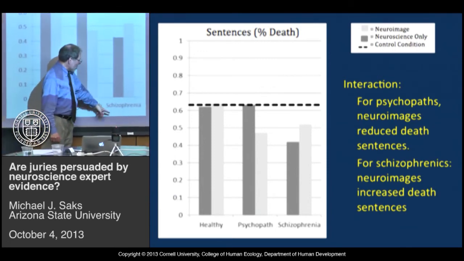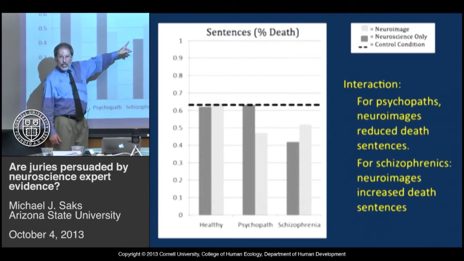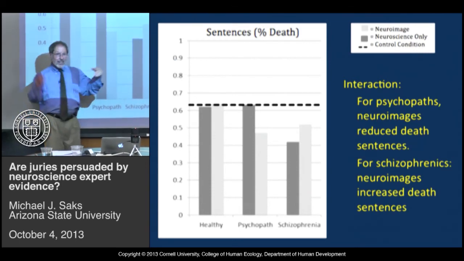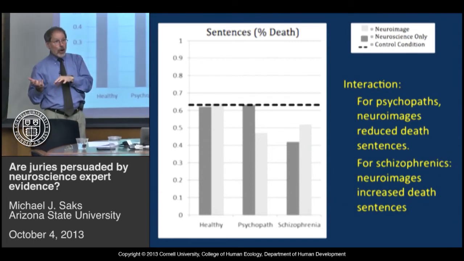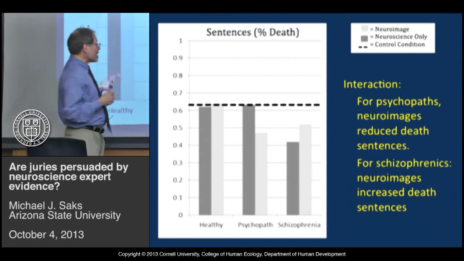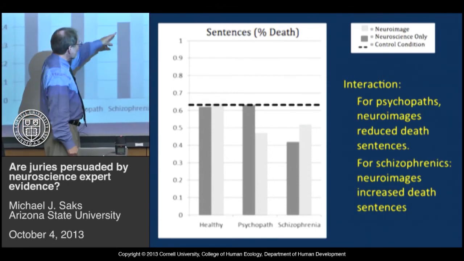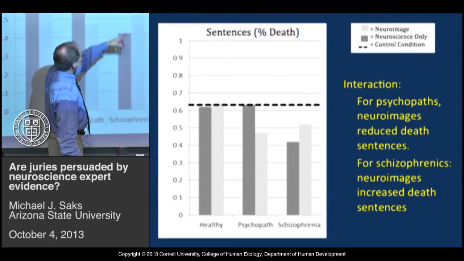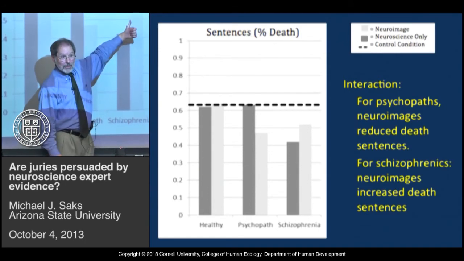But here are the schizophrenics. Here, the effect is reversed. And there is a definite, statistically significant interaction between diagnosis and image, no image. So this is a major mystery. Why do the schizophrenics, when you show them the brain image, more of them get executed?